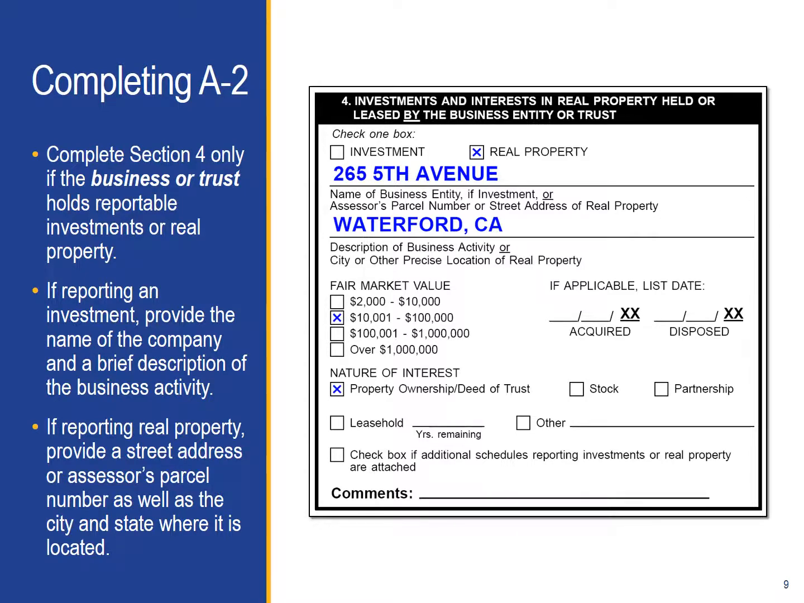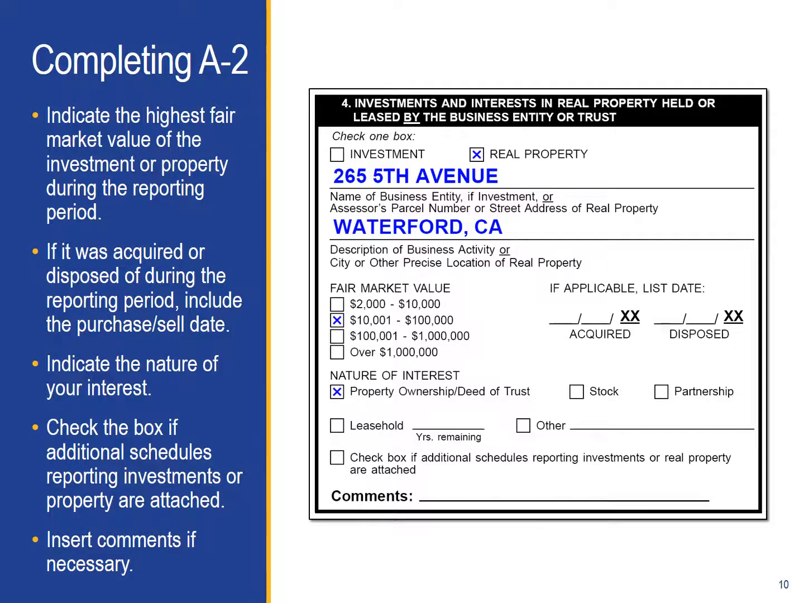If the business or trust holds more than one investment or property, attach a list of these other interests to your statement, being sure to indicate that it's an addendum to Schedule A-2. If you are filing electronically, you will be able to insert as many interests as needed. Please note that if you have investments or real property that are not held by a business or trust, those should be reported on other schedules, not A-2.